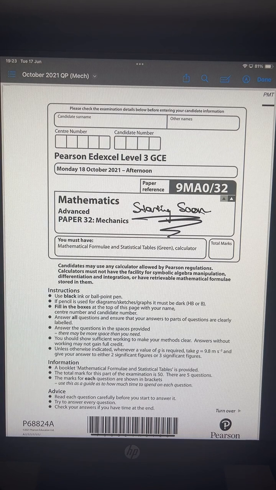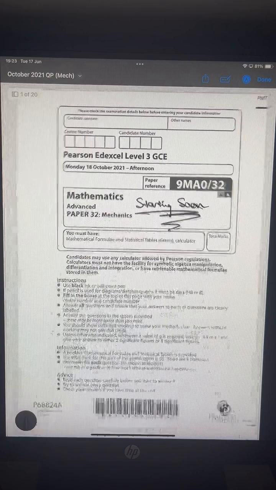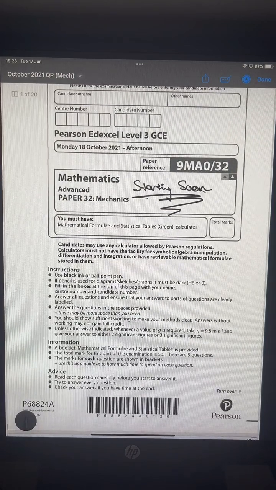Hey Keanu, welcome to the live. So yeah, I'm going to get started. Got 22 people in. Not going to waste any time. Hopefully that doesn't drop, but it tends to. So we are going to do the 2021 mechanics paper.